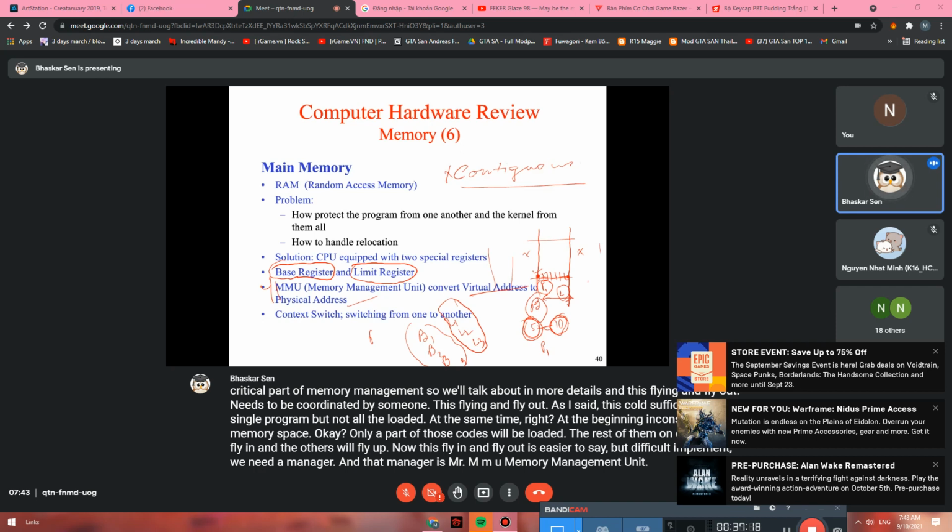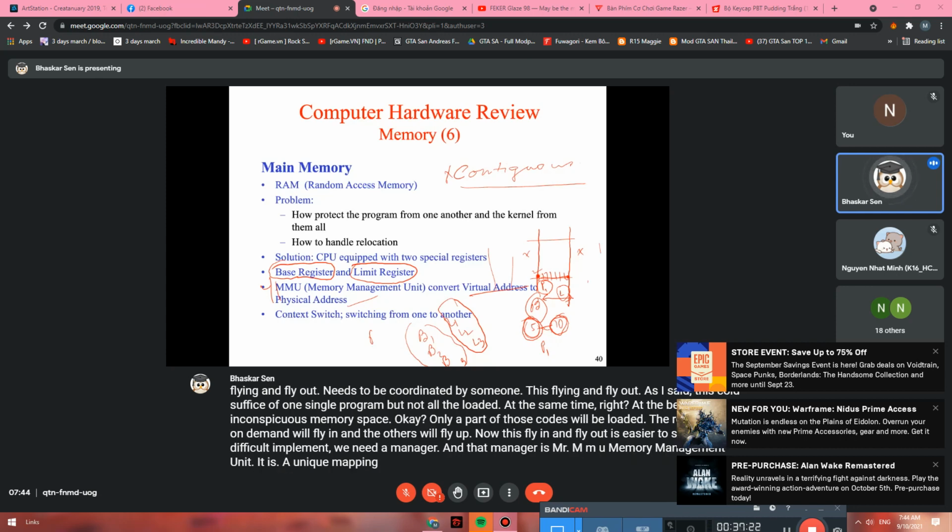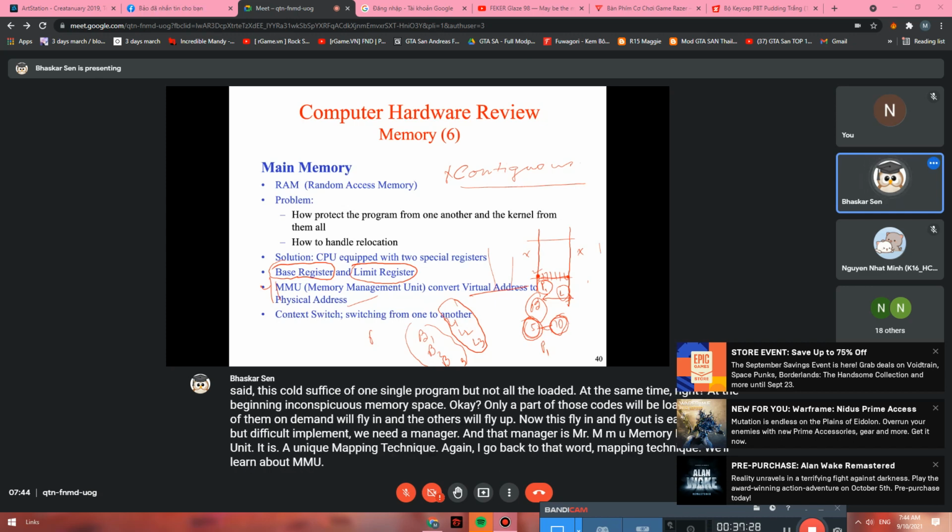It is a unique mapping technique. Again, I go back to that word, mapping technique. We'll learn about MMU in more detail in that chapter. That converts the virtual address to physical address.